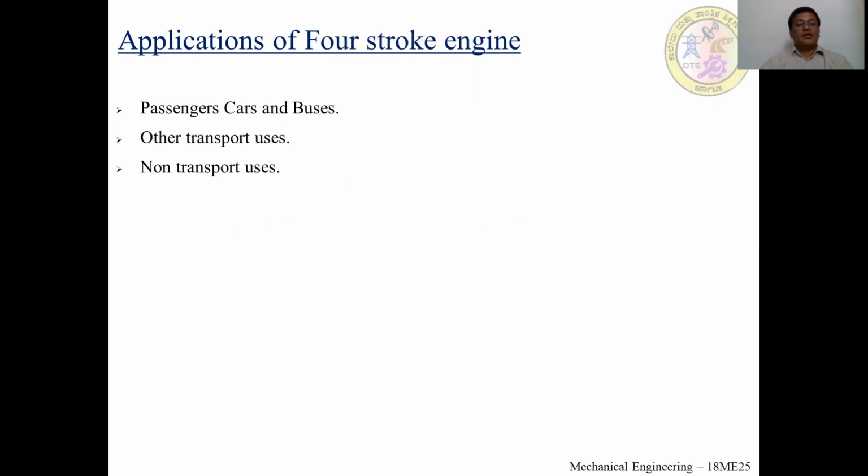Coming to applications of four-stroke engines. Four-stroke engines normally have huge applications compared to two-stroke engines because of their advantages. First, four-stroke engines are widely used in passenger cars and buses, which is related to transportation. Other transport uses, other than cars and buses, include heavy trucks. For non-transportation uses, diesel engines are used in generators. So these are a few important applications of the four-stroke engine.